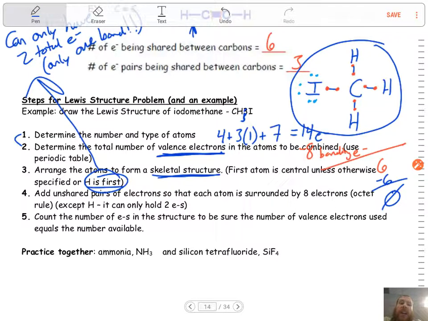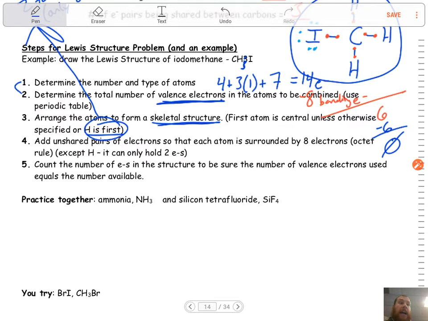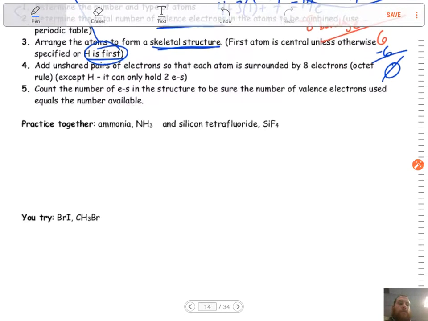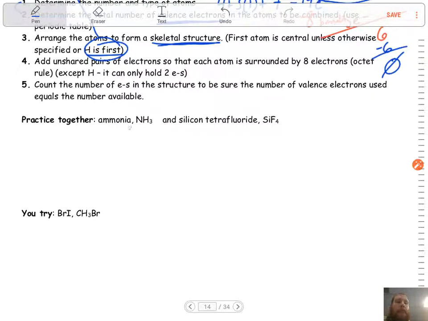Now, I know I went through that a little quickly. If you feel good, pause the video, practice ammonia and silicon tetrafluoride on your own, and then you can replay it to check and see if you did it right. If not, go with me and do another example or two before you try on your own. Let's go through that same process.